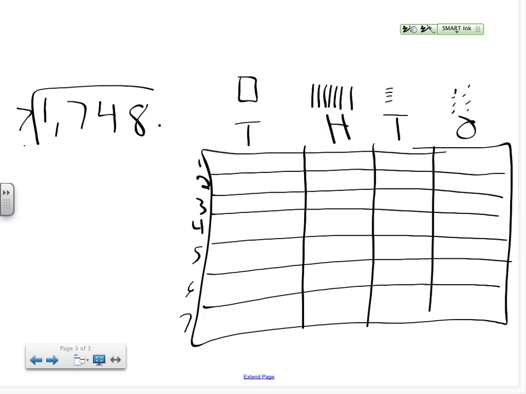So I'm going to start with my thousands. Well, if I have 1,000 and 7 people, I know that won't work because 7 times nothing gets me to 1. So I can't do this. So I'm going to put a 0 here because it's not going to work.